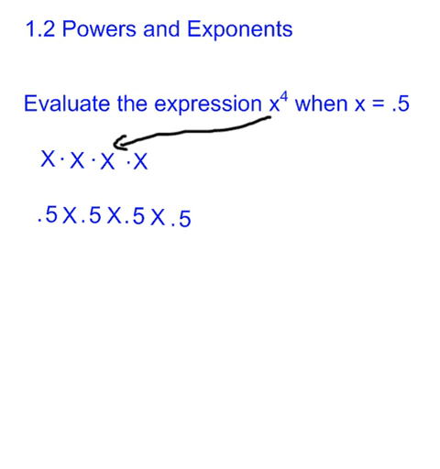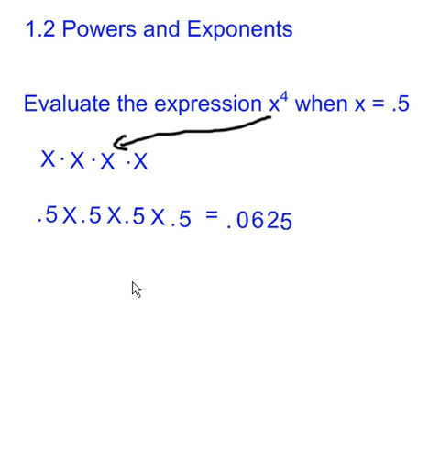From this point you could use a calculator and just say 0.5 times 0.5 times 0.5 times 0.5, and we could figure out that that is equal to 0.0625. Most of this exponent stuff, it's very handy to use your calculator. I do not have a problem with you using your calculator.